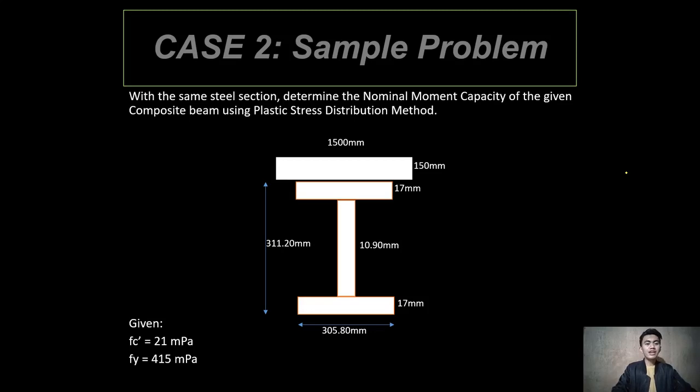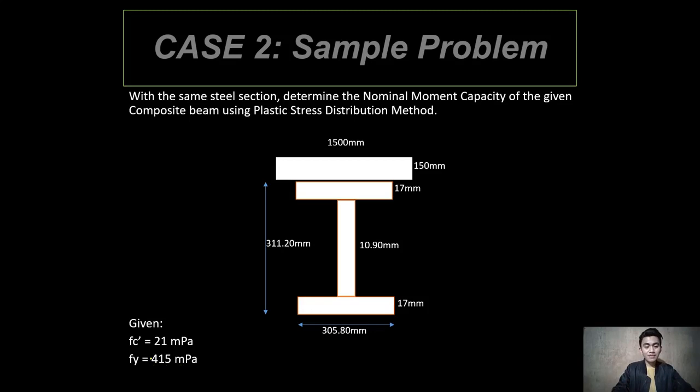All right, so we have here case number 2, sample problem. So it says here, with the same composite beam, determine now the nominal moment capacity of the given composite beam using plastic stress distribution method. So same composite beam, however, we have here a different 28-day compressive strength for concrete and a different yield stress now for steel. Fc prime now is equal to 21 megapascal, then Fy is equal to 415 megapascal.